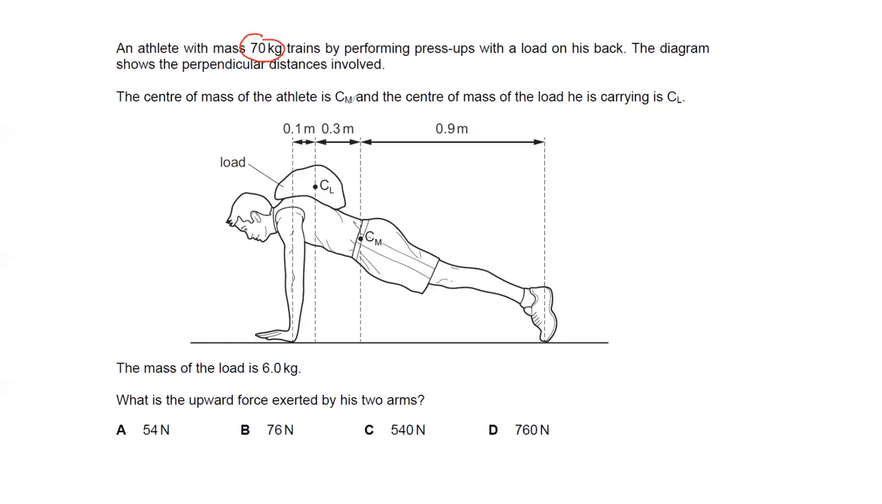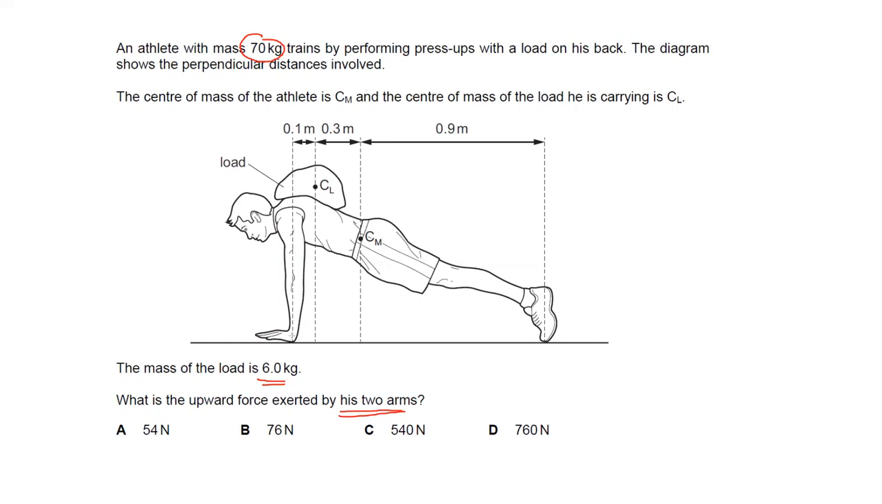The center of the mass of the athlete is cm. So this is the center of the mass of the athlete, meaning the point where he's feeling the gravitational force of the earth, or pull of the earth, and the center of the mass of the load, that is cl. So it means this is a position where the load is experiencing the force of gravity. The mass of the load is 6 kilogram. In the question they're asking, what is the upward force exerted by his two arms? So we need the upward force exerted by his two arms.